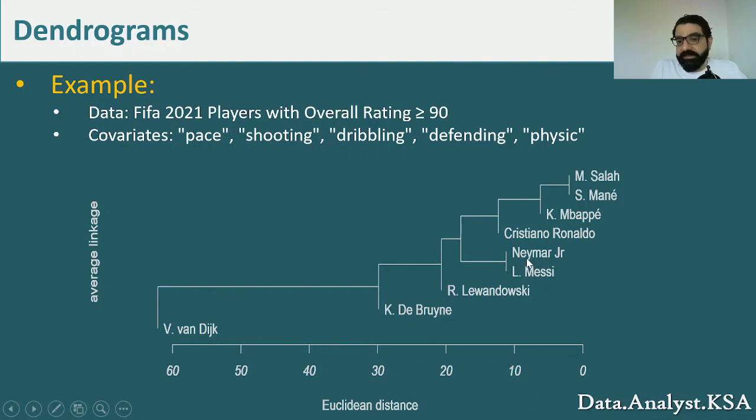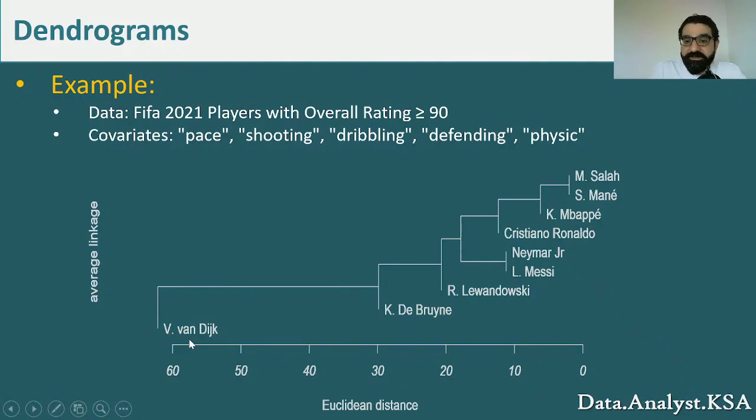But actually before that, Neymar and Messi create a new cluster that is done at around 11. And then at 12, Cristiano Ronaldo joins those. And then these 2 clusters join together at point 18 or so. And then all of these join Lewandowski at, let's say, 21. And then they join Kevin De Bruyne at this point. And then at the end, that is a very far point, all of them are joined with Van Dijk.